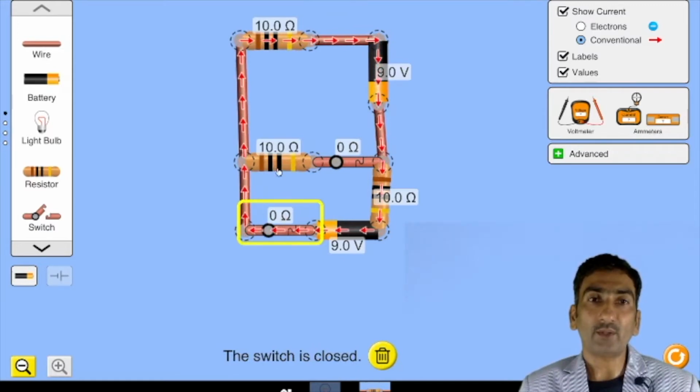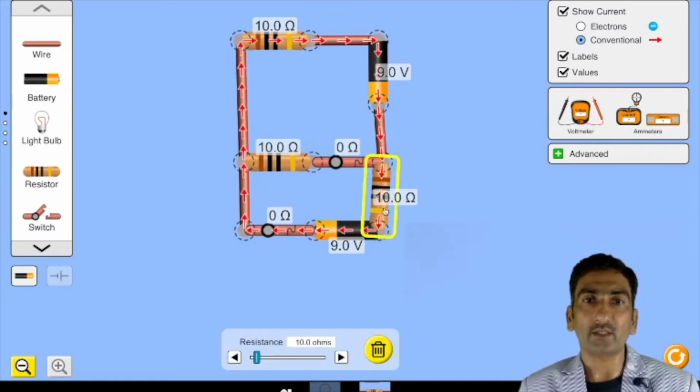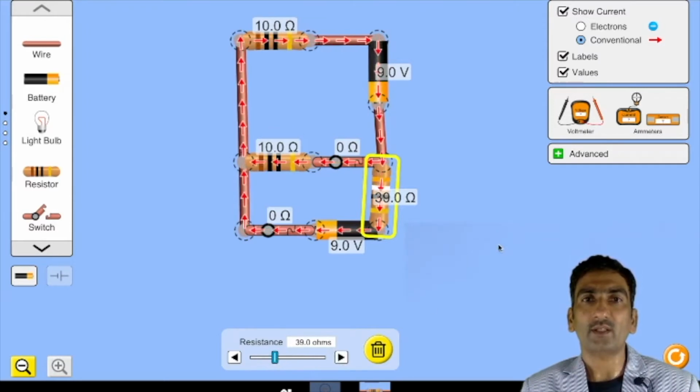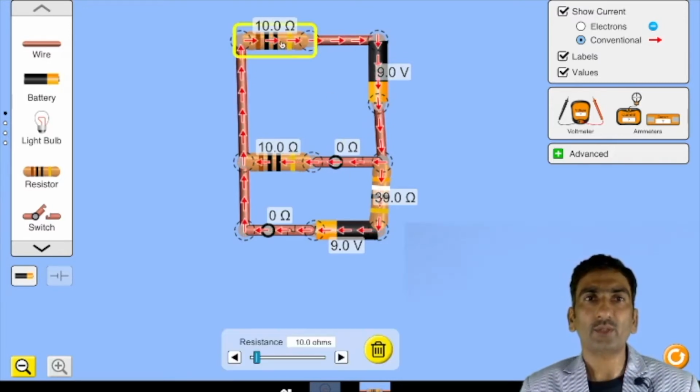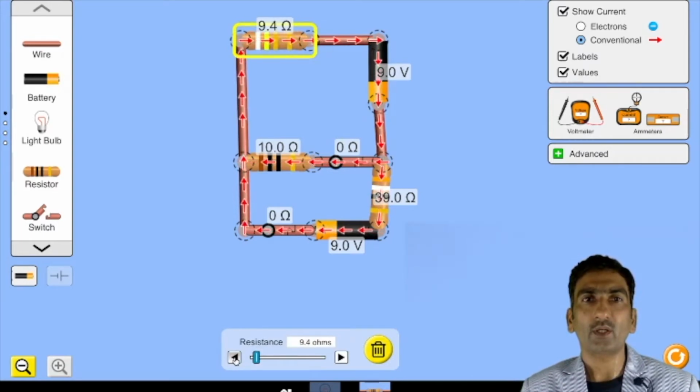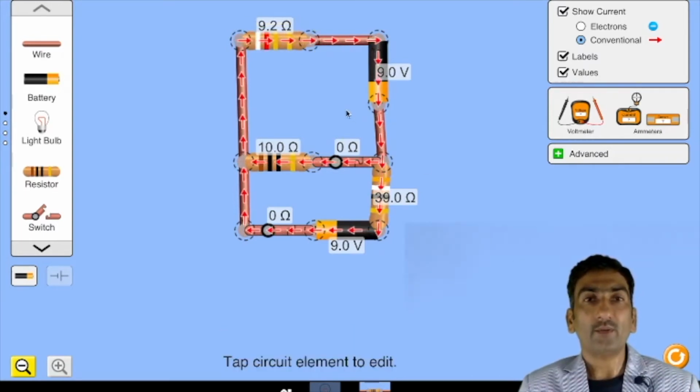Now if you change some resistances over there, then there would be a difference in the current across this one. Let's make this a little high resistance, so you can see there is a current flowing in all these branches here. This resistance is 39 ohm. Here also you can reduce that resistance a little bit. So now there are two loops here.